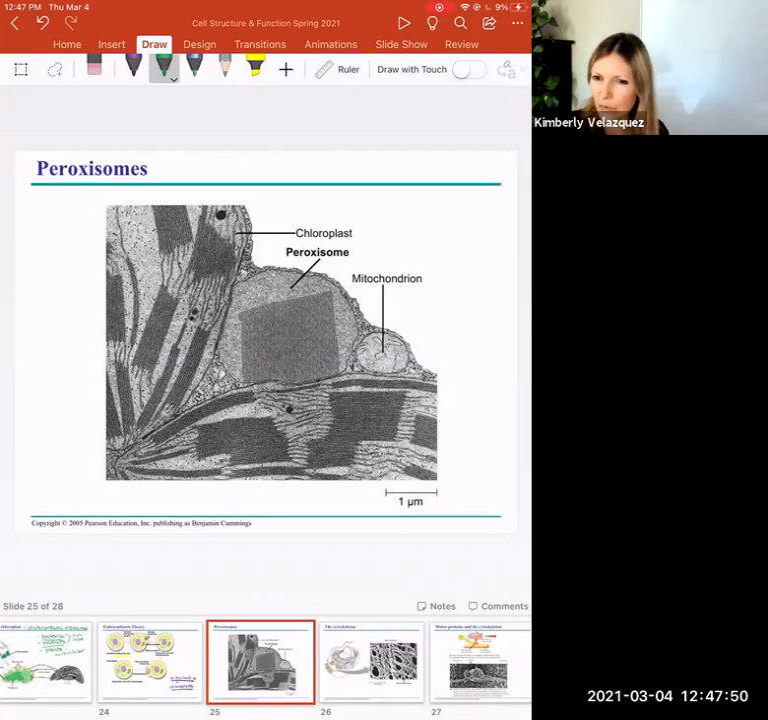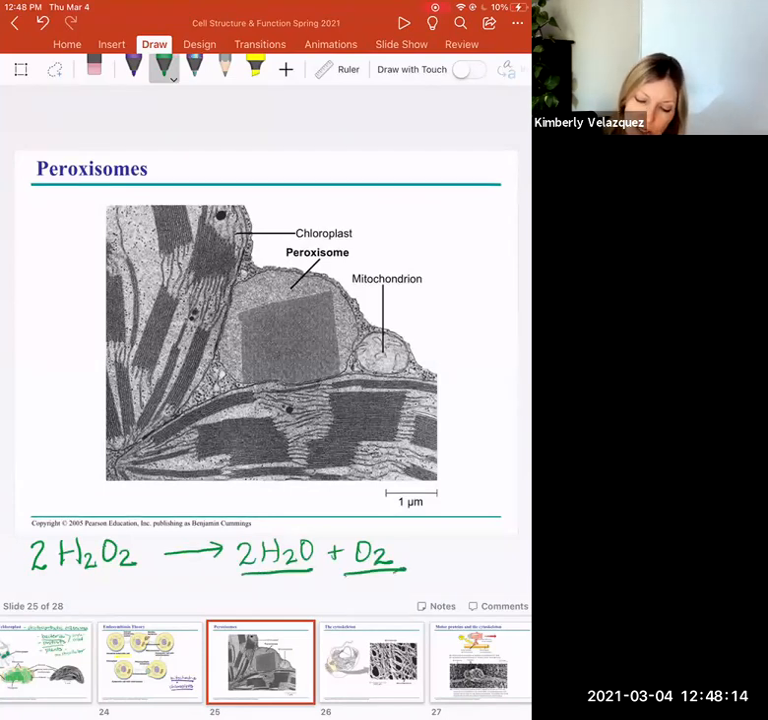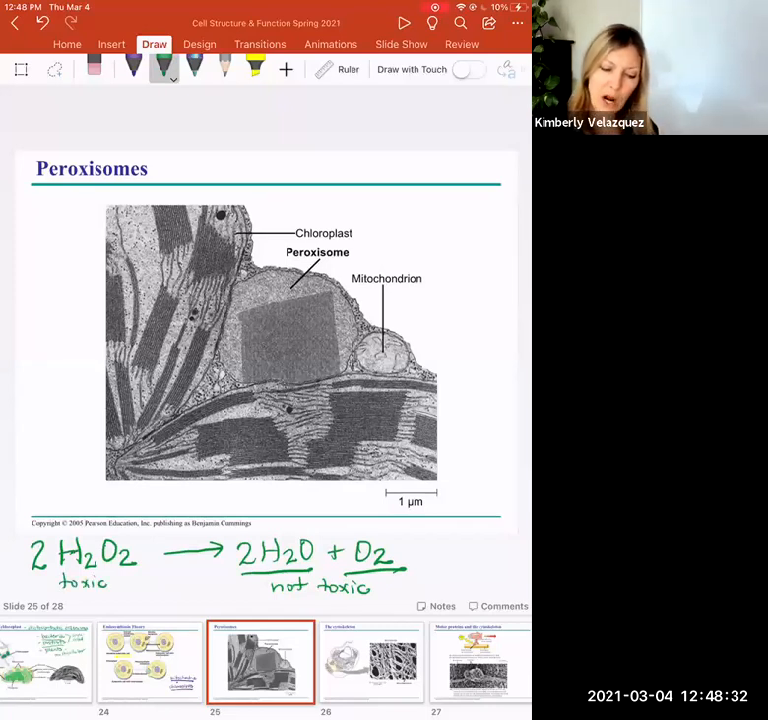Peroxisomes carry out an important reaction that we're going to study in the enzyme lab. What peroxisomes do is they take hydrogen peroxide, which is a product of a lot of chemical reactions in the cell, H2O2, and they convert it to water and oxygen. Water and oxygen, okay, not toxic, obviously. You have a lot of water and oxygen in your body and it's not toxic. This is hydrogen peroxide and it is toxic. So peroxisomes are involved in making that conversion from this toxic hydrogen peroxide.